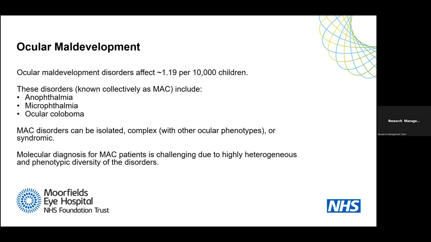And these disorders are extremely variable. They can present either unilaterally or bilaterally. They can be isolated, so in a totally non-syndromic state. They can be complex with other eye phenotypes, or they can occur as part of a wider syndrome with various different systemic clinical features. These can include things like intellectual disability, global developmental delay, and kidney defects, but there's a whole list of other potential syndromic features that can arise.